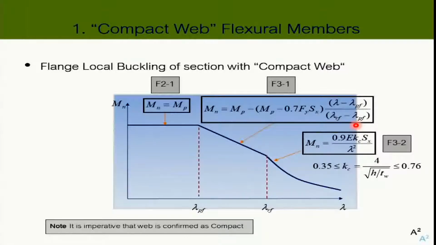You look at this equation. You see, this is basically y equals mx plus b, that sort of thing. This is the slope of this line, right? This is dy by dx. Because if that's MP and this is MR, which is equal to 70% of the first yield, so MP minus MR is this, and this is lambda R minus lambda P is that. So this is basically dy by dx.